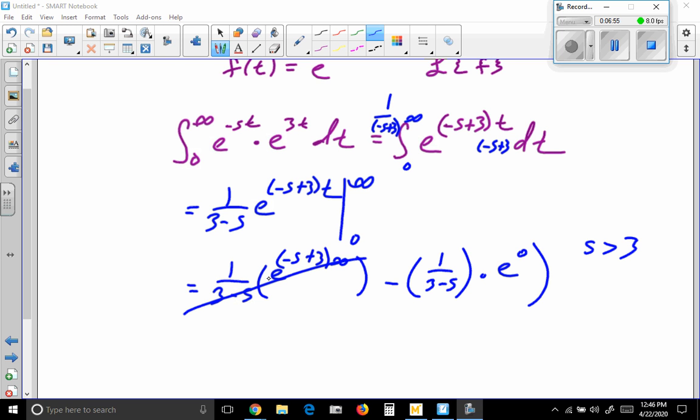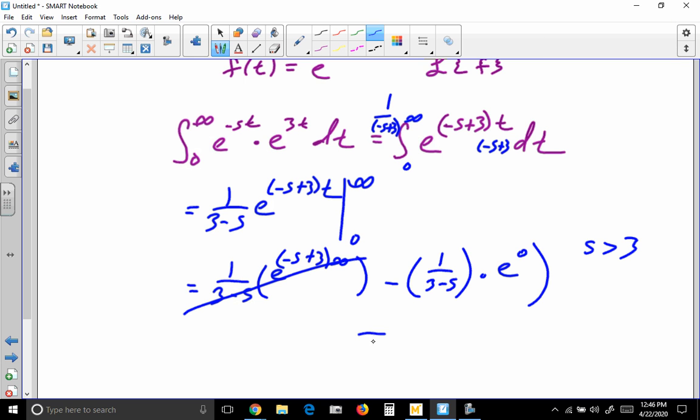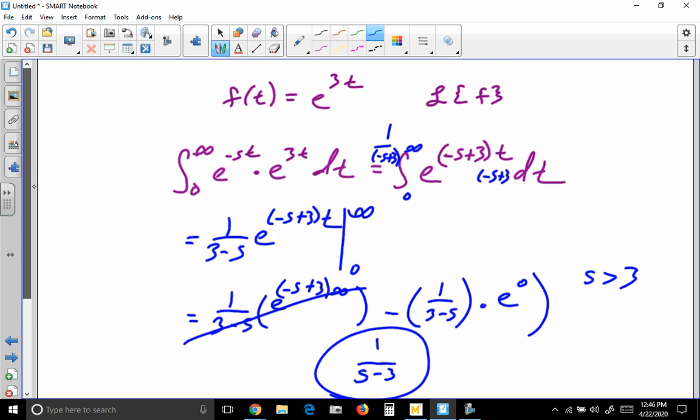So for this part, since s is greater than 3, we said that part goes to 0. So we can distribute this negative, and we end up with 1 over s minus 3. E to the 0 goes to 1, so anything times 1 is itself. So that's what we get when we take the transform of e to the 3t.